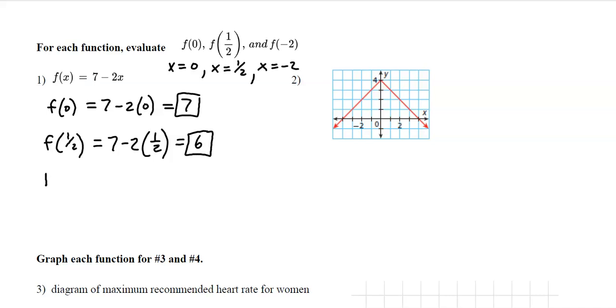And then we need to do f of negative 2. Basically, you're just replacing that x with all the different numbers they're asking for. That would be 7 minus 2 times a negative 2, or 7 minus a negative 4, which is 7 plus 4. Looks like it's going to be 11. All right? So there are our 3 values.